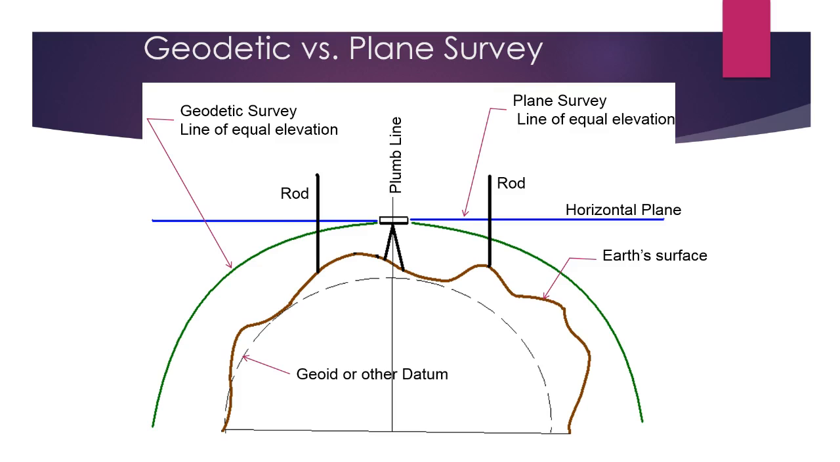So here's a little graphic to show you one more time. If the brown there is the surface of the Earth, we have this imaginary geoid or some type of datum that we use that's curved. And when we do geodetic surveys, you'll see the green line there that goes around in an arc. That's what we would use. But when we're talking about plane surveying, you see the blue horizontal line there, and that's how we look at things.